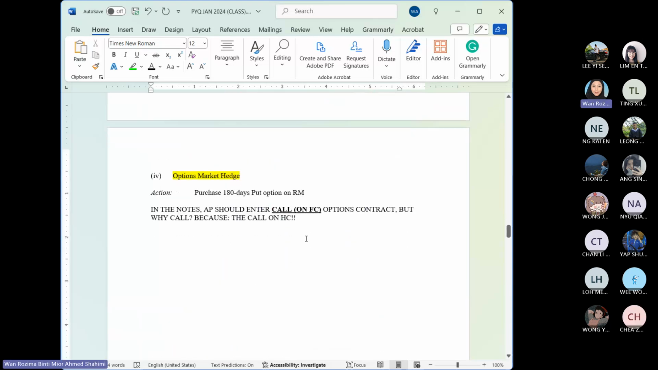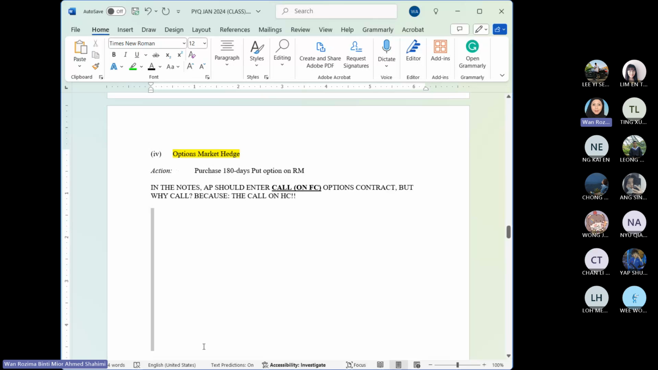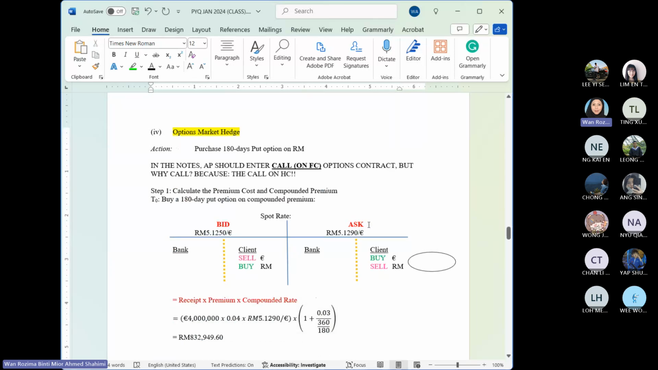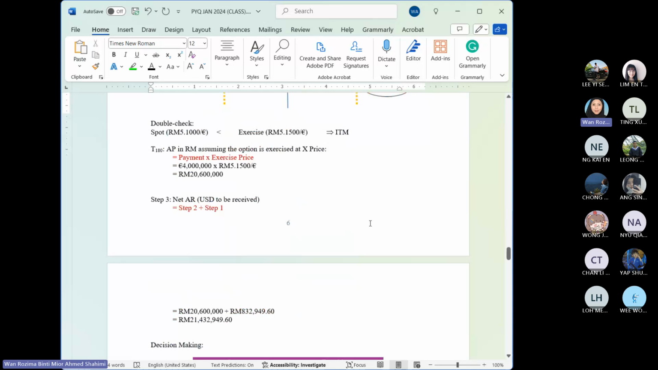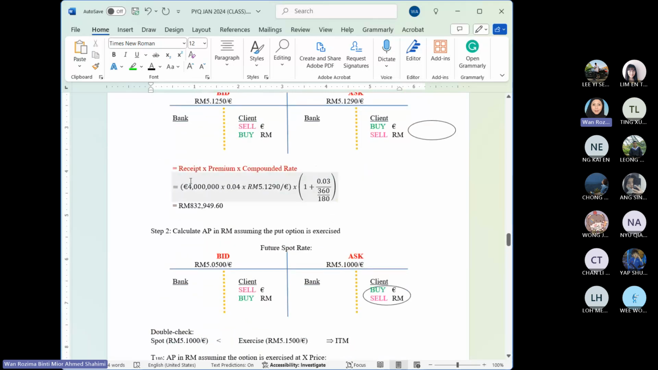Okay, this section: purchase 180 days put options on Malaysia ringgit. In the notes, account payable should enter call options contract, why call? Because call on home currency. So remember, it involves 3 steps. Step 1, to calculate the compounded premium. I did not delete that, so it's good for you. Since it's about percentage, it should be like this. So not the receipt, the payment.